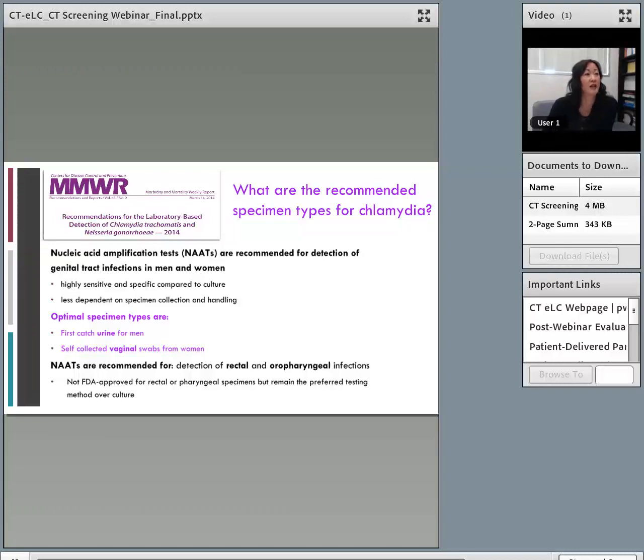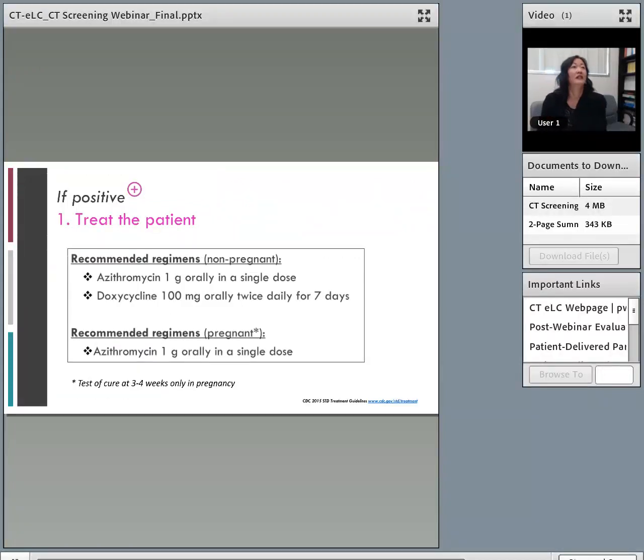And then, of course, nucleic acid tests are recommended for detection of rectal and oropharyngeal infections, and they were FDA approved last year. So it's pretty straightforward what to do if you actually end up with someone with chlamydia. Go ahead and treat them, and the recommended treatments are azithromycin 1 gram or doxycycline 100 milligrams twice daily for 7 days. And for pregnancy, there's really only one recommended regimen, which is azithromycin in a single dose.